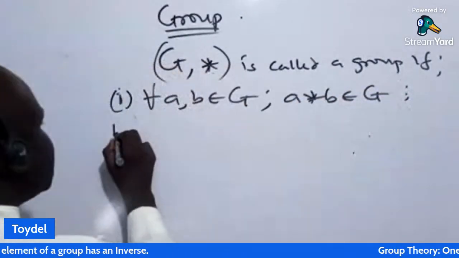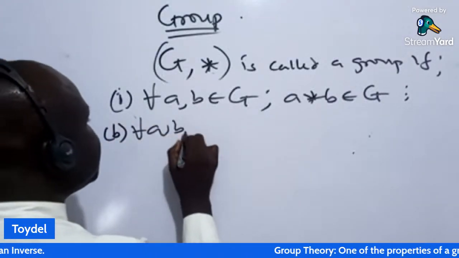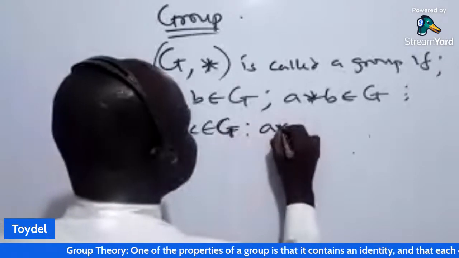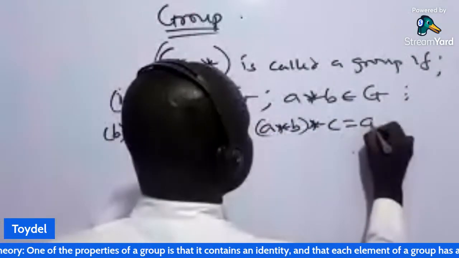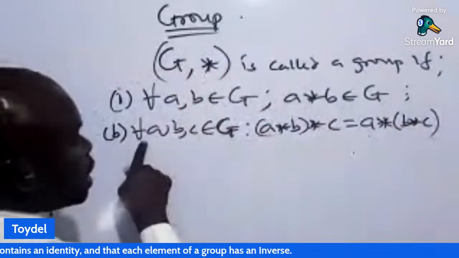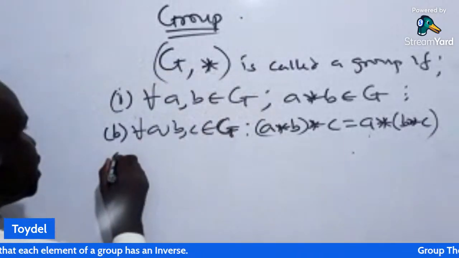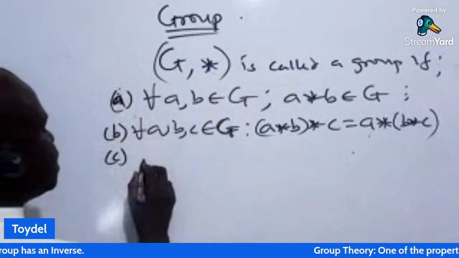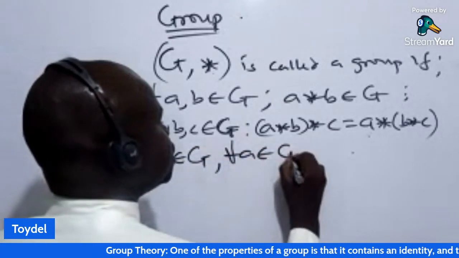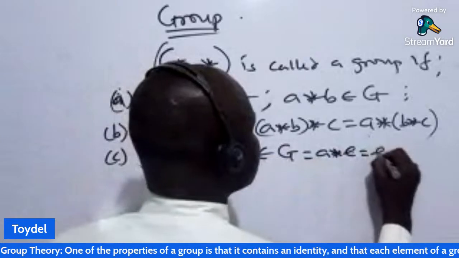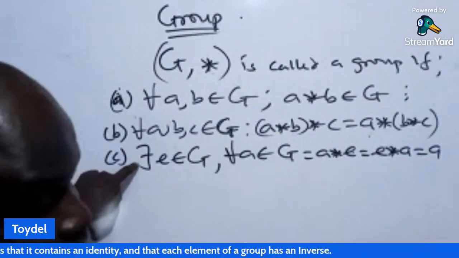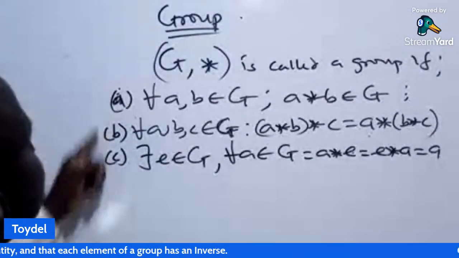The second one: for all A, B, C that belong to G, we must have A asterisk B asterisk C equal to A asterisk into bracket B asterisk C. So associativity must be satisfied. The third one is that there exists E that belongs to G, such that for all A that belongs to G, A asterisk E is equal to E asterisk A, and is equal to A. That is, there must be existence of identity elements. If these three conditions are satisfied, it is called a monoid.